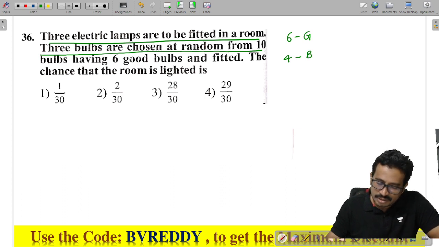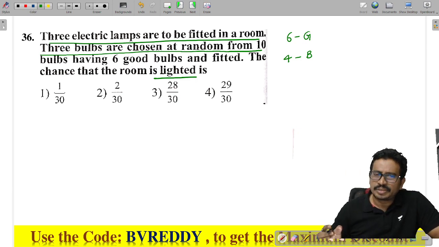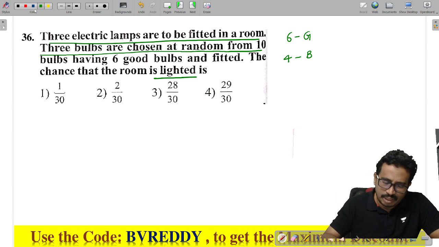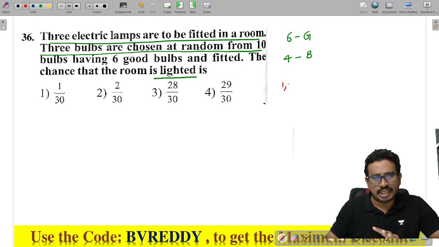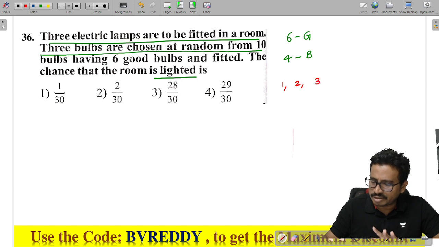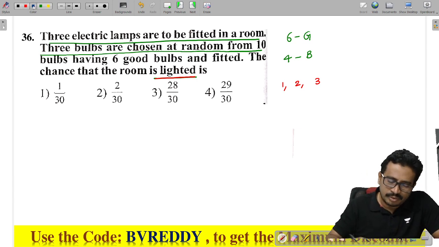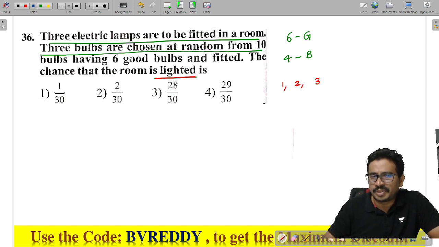The chance that the room has to be lightened means at least one of the bulbs has to glow. So we have fitted 3 bulbs. If at least one bulb glows, the room is lightened; if 2 bulbs are good, the room is also lightened; and if 3 are good, the room is also lightened. For this case, we need to select at least one good bulb, two good bulbs, or three good bulbs.